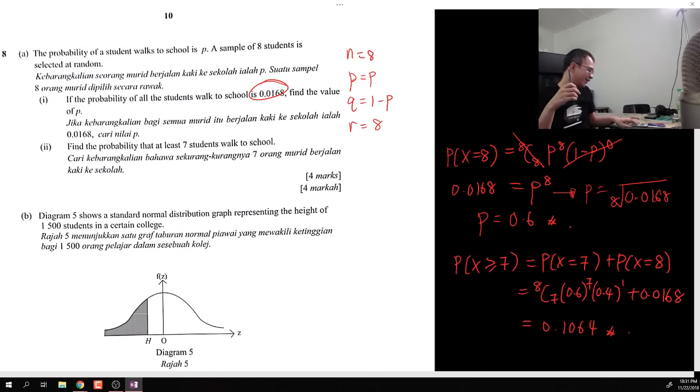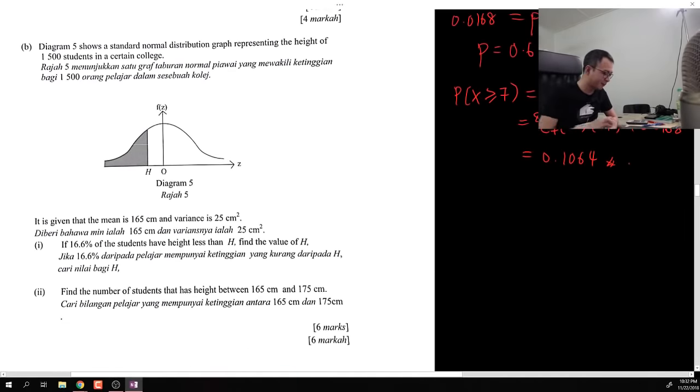How to type the 8th root? I'm not sure which calculator you're using. If you're using the same calculator as me, you will find a button beside the x square, which is this one. And then you shift this button. Yeah, I hope you can see that. Alright, so let me move on to part B here.